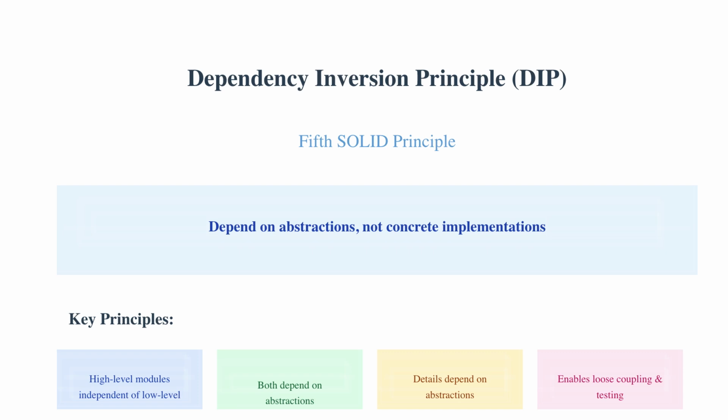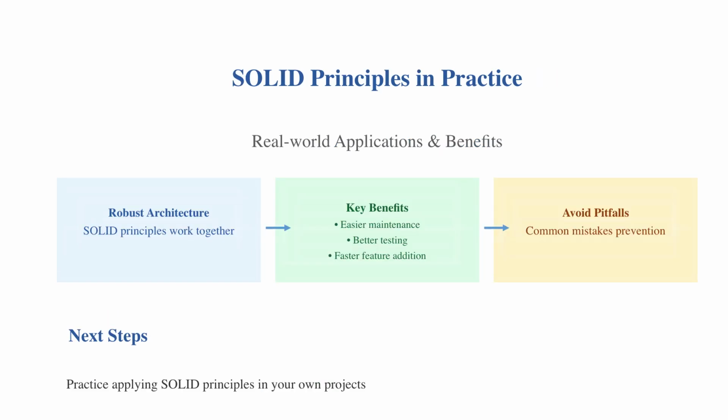Second, both high-level and low-level modules should depend on abstractions. This creates a middle layer of interfaces or abstract classes that both sides can depend on without depending on each other directly. Third, details should depend on abstractions, not the other way around. Your concrete implementations should conform to the abstraction, rather than forcing the abstraction to match your specific implementation details.